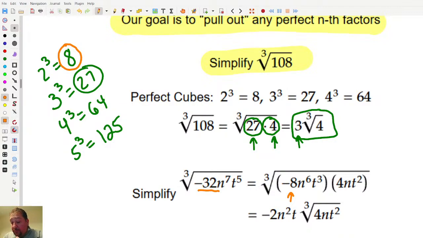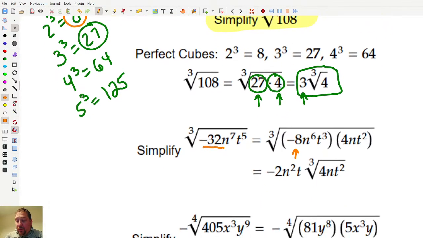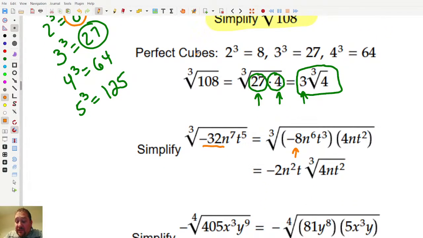Similar to the square root example that I did a few moments ago, this is a cube root. We're looking for groups of 3. So 7 has 2 groups of 3, so that means we're going to write an n to the 6. 2 groups of 3 is 6. The exponent of 5 has 1 group of 3 with 2 left over. So I'm going to put a t to the 3rd, and then going back to what I just said, n to the 7th has 2 groups of 3 called a 6, and then 1 left over. T to the 5th has 1 group of 3 with 2 left over.